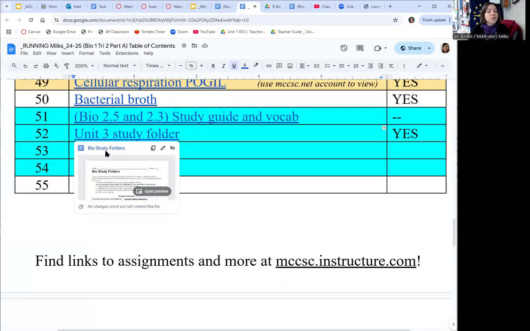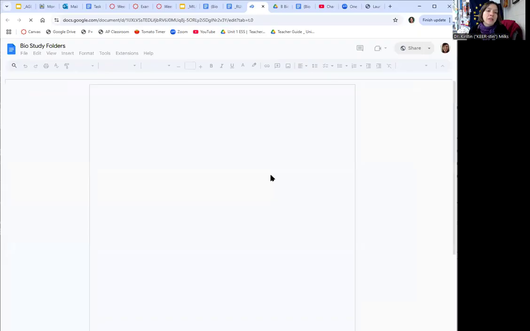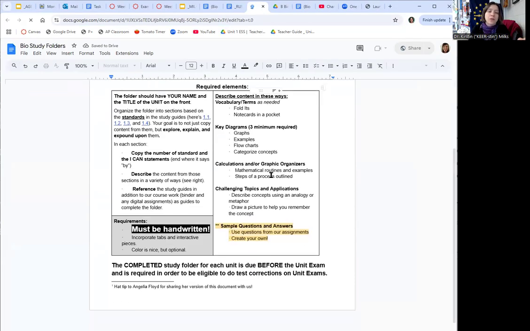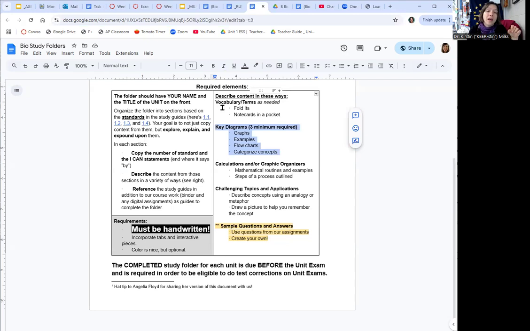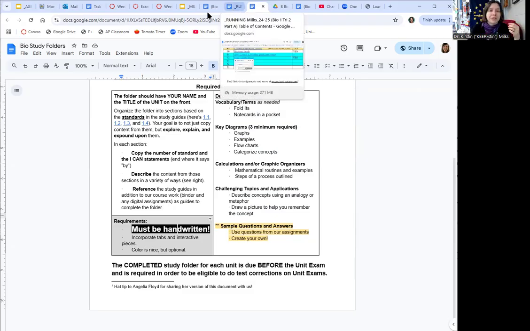Now, if you've forgotten what to do for a study folder, here are the instructions for what a study folder needs to have. There need to be 3 diagrams. This will be one of them. You might need vocab or terms with those foldables or with note cards in a pocket. And then if there are pictures you need to draw, things you do to help you remember, they do have to be handwritten. It is going to be due before the trimester final. We do not give a Unit 3 test in on-level bio. We just fold this information into the trimester final, just so you know.